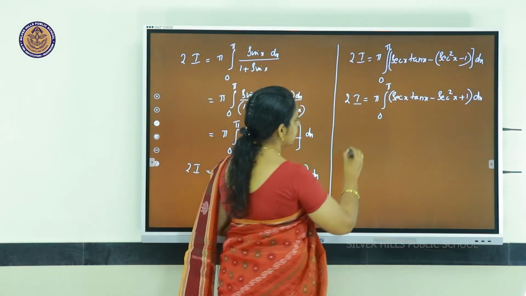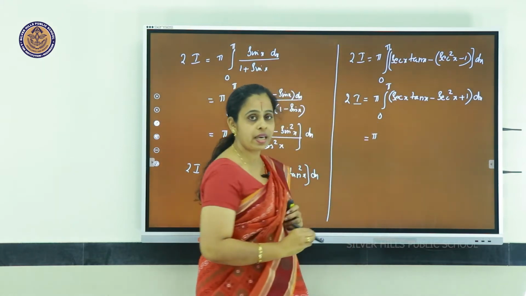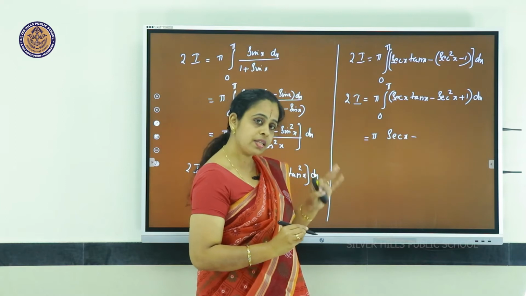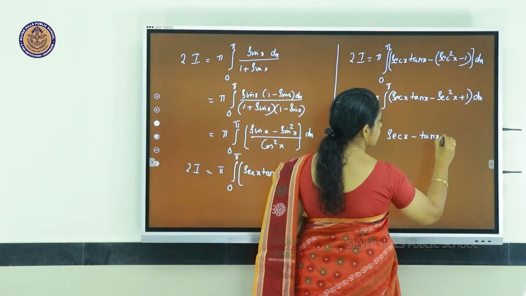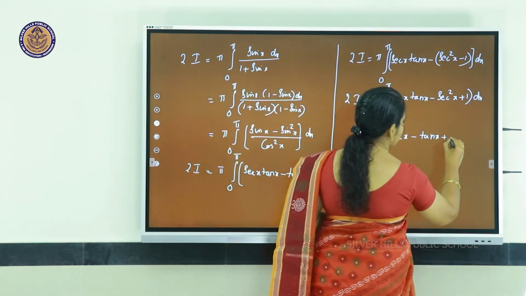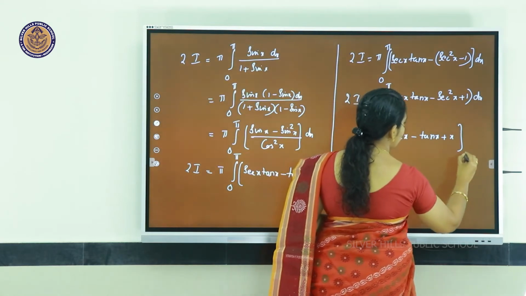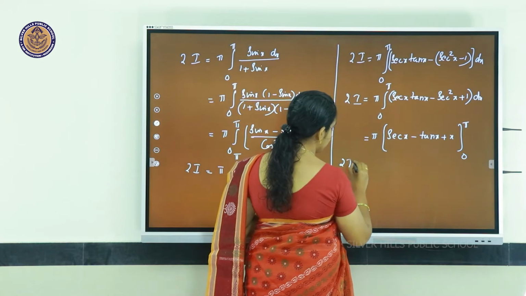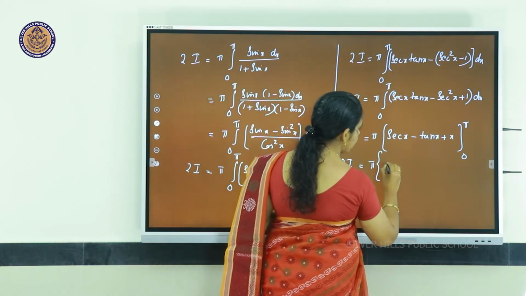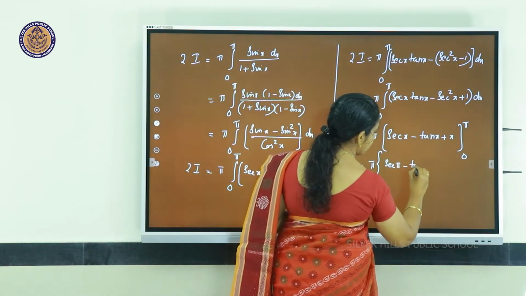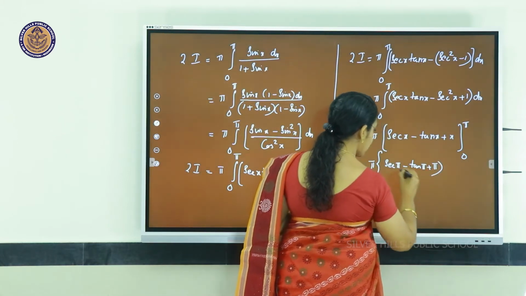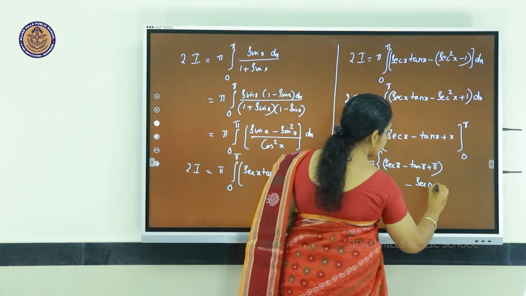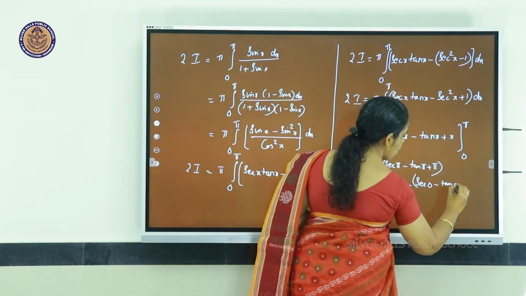Let us integrate pi into integral sec x tan x is sec x, minus integral sec square x is tan x, and integral 1 is x, under the limits 0 and pi. Now let us give the upper limit and lower limit respectively. 2I equal to pi into sec pi minus tan pi plus pi, upper limit finished, minus sec 0 minus tan 0 plus 0.